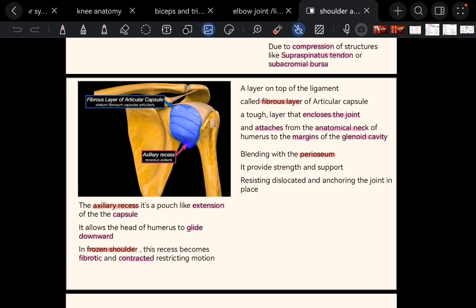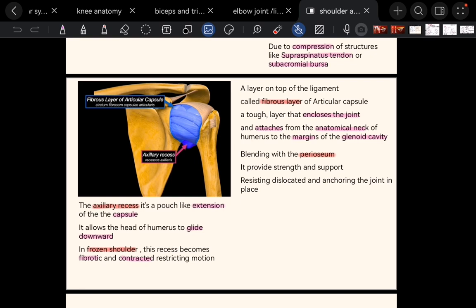Now, there is a layer on top of the ligaments called the fibrous layer. It is a tough layer that encloses the joint together. It attaches to the anatomical neck of the humerus and the margins of the glenoid cavity. It blends together with the periosteum, provides strength and support, resists dislocating, and anchors the joint in place.